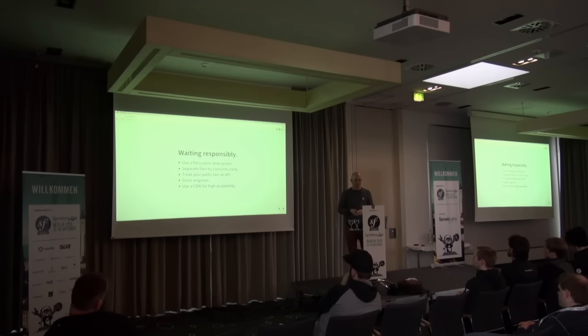So waiting responsibly means use a file system abstraction so you can painlessly pivot from one file system to the other. You separate your files by concerns and do that early on. Treat the storage paths in your file system like API endpoints and don't put user credentials and file names. Always store the originals and use a CDN for high availability.